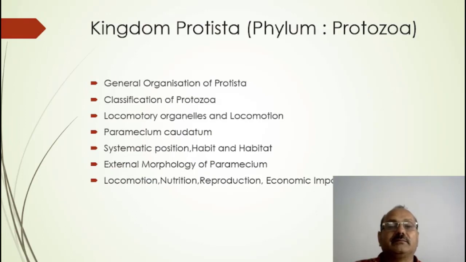The first kingdom, Protista, includes phylum Protozoa. These protozoans show general organization. The classification of the protozoa, organelles, and locomotion in protozoans. For example, Paramecium. All are microscopic organisms.